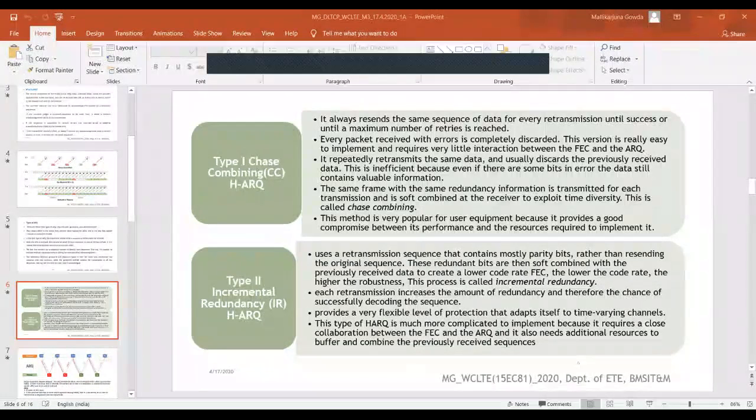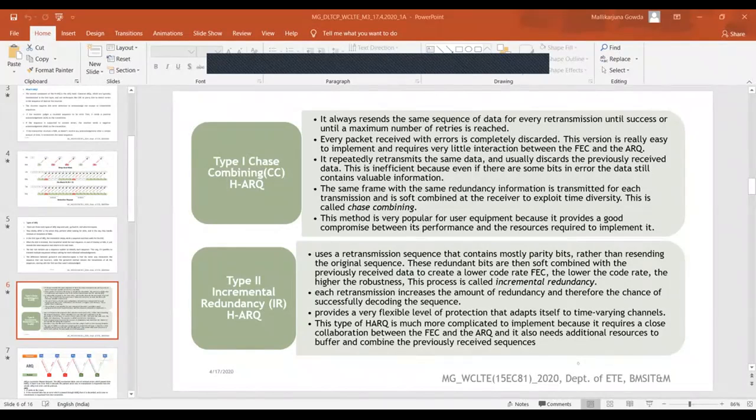In a single frame, the same redundancy information is transmitted for each transmission, and as I said, it is soft combined at the receiver. That is done to exploit the time diversity. This technique is known as chase combining, and this method is very popular. It will be implemented for user equipment where the complexity of designing is simple and cost will also reduce. So this is about the chase combining technique, or type 1 chase combining hybrid ARQ.